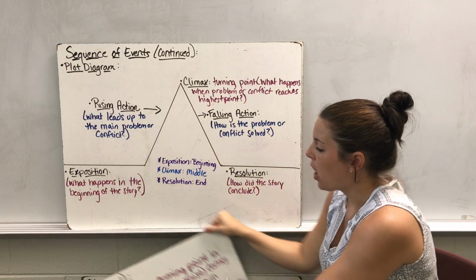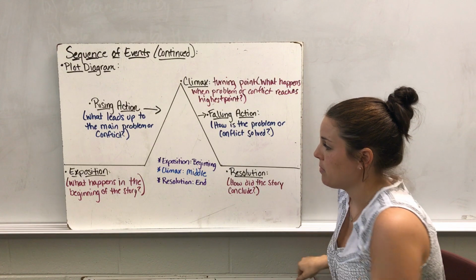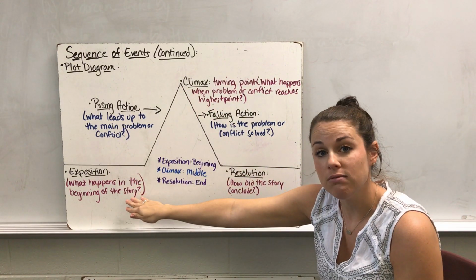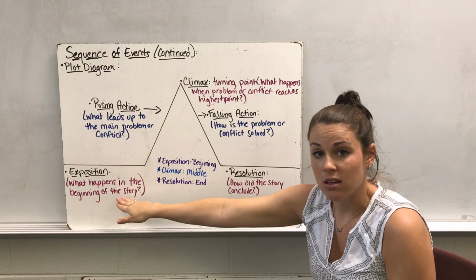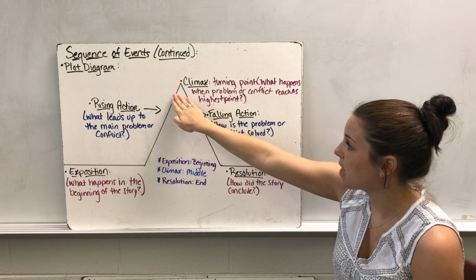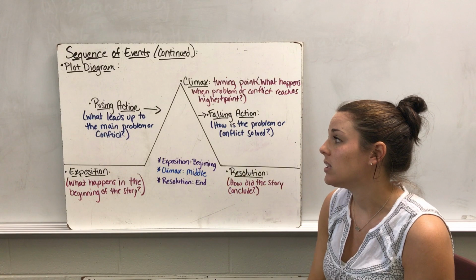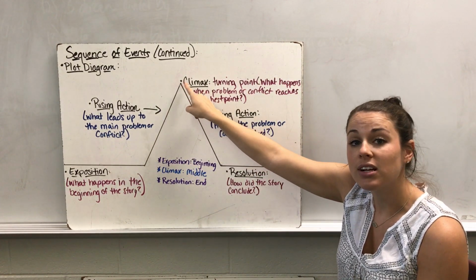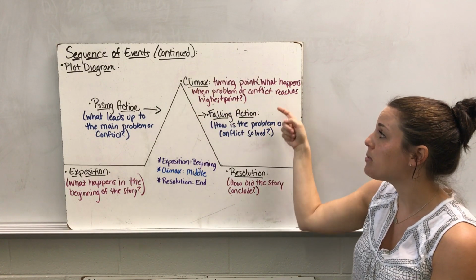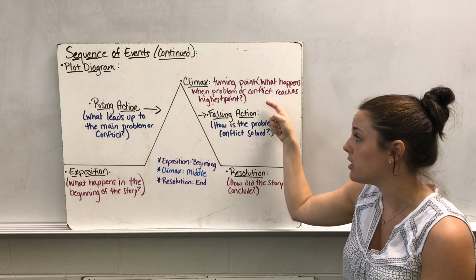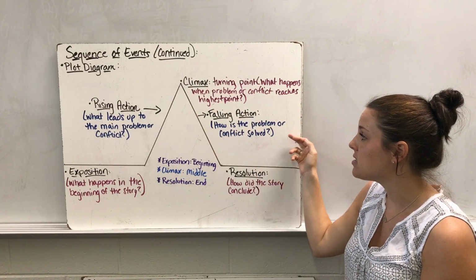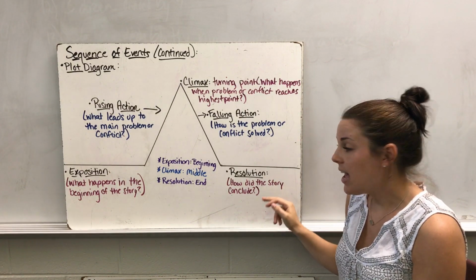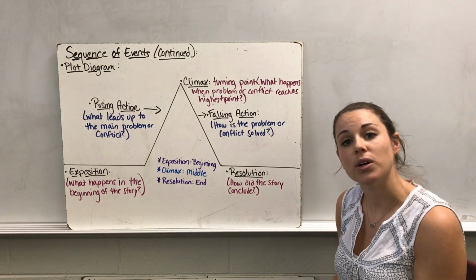So when we talk about plot, we talk about a plot diagram. So this is what the plot diagram looks like. You have your exposition down here, what happens at the beginning of the story. Then we move up the diagram to the rising action, what leads to the main problem or conflict. At the top of the diagram, we have the climax, which is this turning point. What happens when the problem or conflict reaches the highest point? And then as we move down, this is the falling action. How is the problem or conflict solved? And at the end, we have the resolution. How did the story conclude?